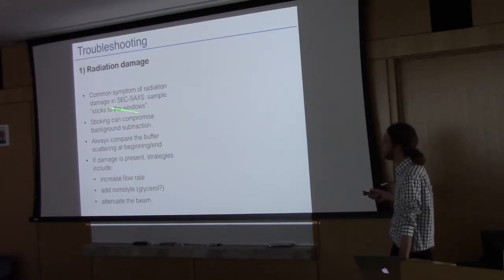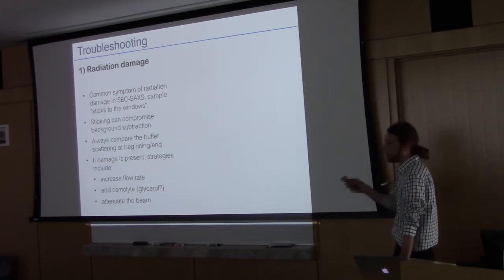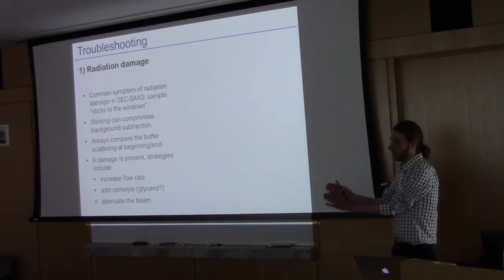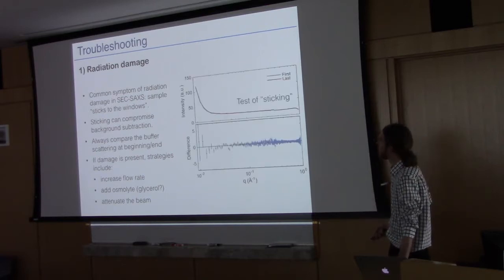And this is a big problem because it can compromise background subtraction. And so what I always try and do is to compare the buffer scattering at the beginning and the end of my experiment and make sure they overlay exactly. So here's an example of that.